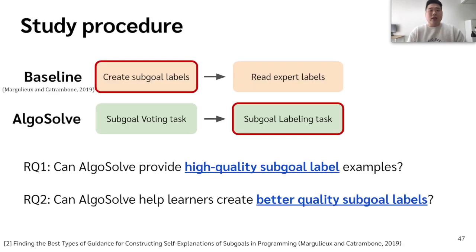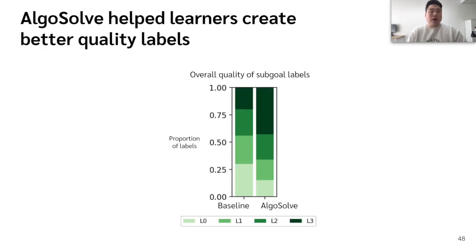The second question is, can AlgoSolve help learners create better quality subgoal labels? To answer this question, we compared the quality of subgoal labels between the baseline and AlgoSolve. It turns out that AlgoSolve helped learners create better quality labels. This graph shows the overall quality of subgoal labels between the baseline and AlgoSolve, where the y-axis represents the proportion of the subgoal labels, and the color represents the quality of subgoal labels. Here, L3 is of high quality, and L0 is of low quality. As you can see here, AlgoSolve was able to collect more high-quality subgoal labels.